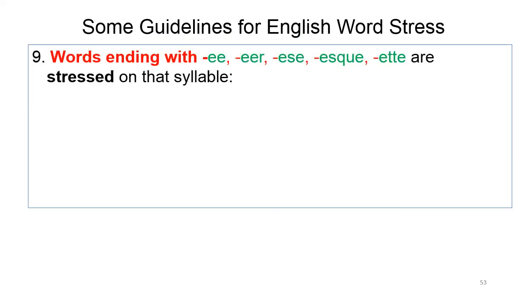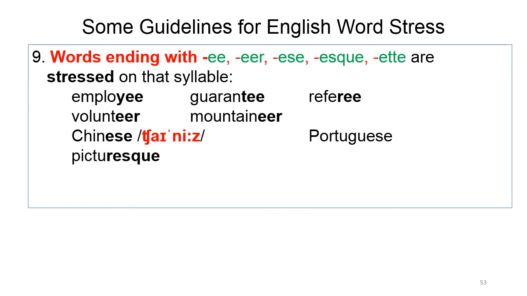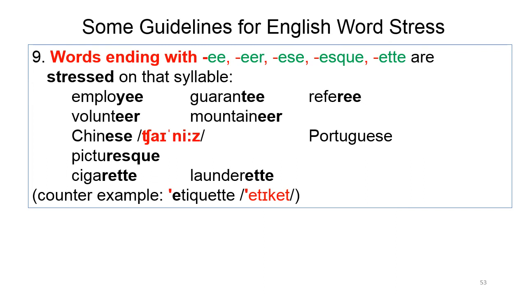Words ending with double e, double e r, ese, esque, or ette are usually stressed on that syllable: employee, guarantee, referee, volunteer, mountaineer, Chinese, Portuguese, picturesque, cigarette, laundrette. But there is an exception, etiquette. There are other exceptions, of course.